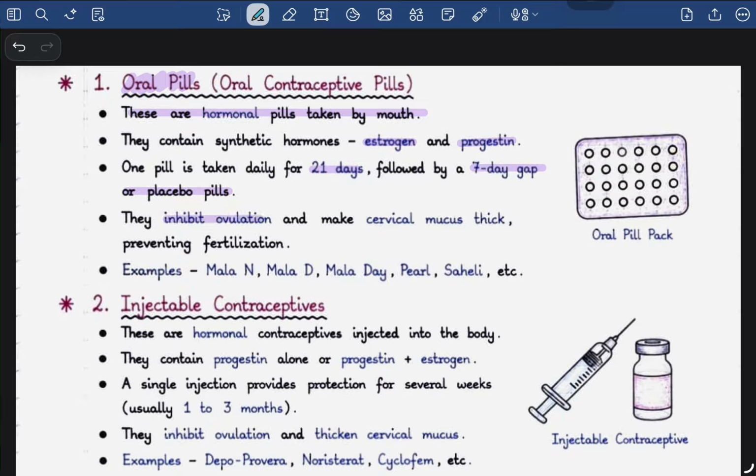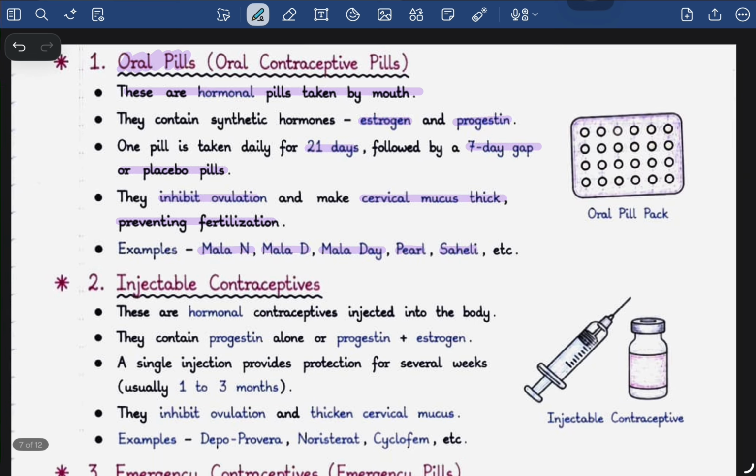They inhibit ovulation. What they do? They inhibit the process of ovulation. They reduce the chances of the ovary to ovulate and produce ovums, and make the cervical mucus thick, preventing fertilization. What are the examples? Mala N, Mala D, Pearl, and Saheli are the examples of such oral pills.